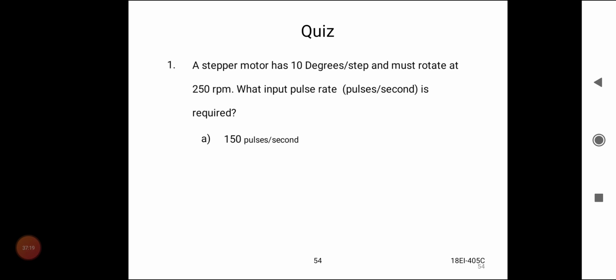A. 150 pulses per second. B. 9000 pulses per second. C. 250 pulses per second. D. None. The answer is 150 pulses per second. Here, a stepper motor has 10 degrees per step and must rotate at 250 revolutions per minute. What input pulse rate is required?